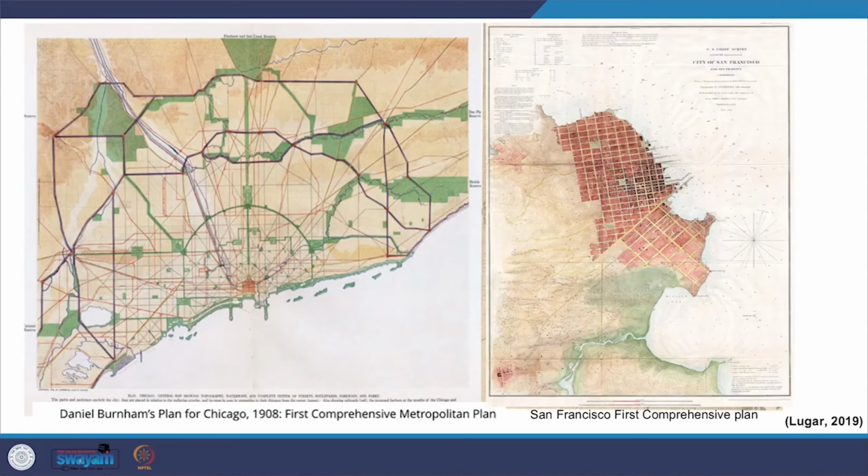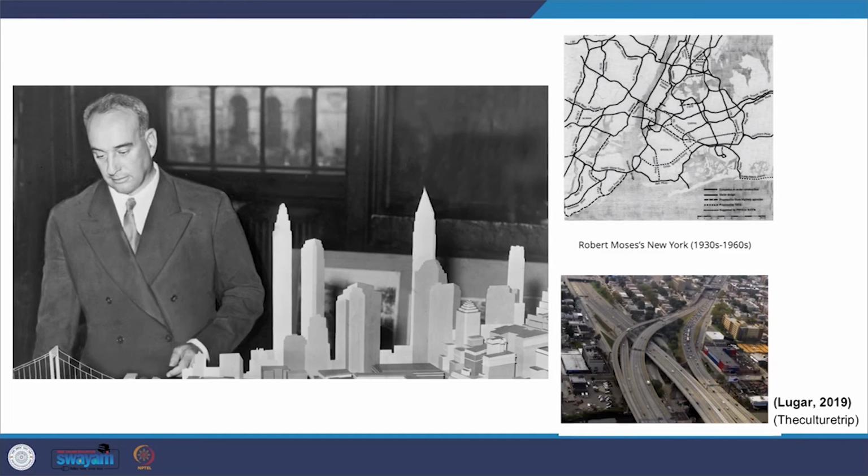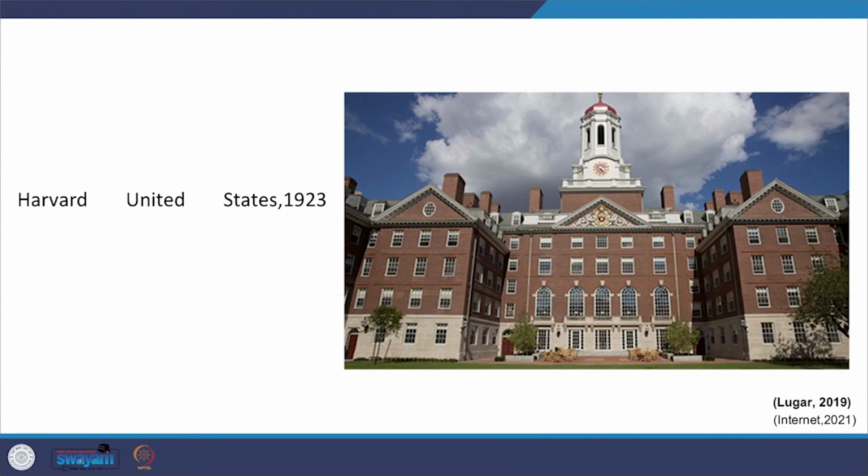From the first planning bodies in cities like New York and London, we see the origin of the comprehensive plan and the general plan. Planners now had new powers and great responsibility to remake cities and urban life. You are looking at the first comprehensive plan for San Francisco by Burnham. We see Robert Moses as the first planner, who had enormous power and access to resources and created new roads and highways. The first academic department of planning came at Harvard University in 1923.